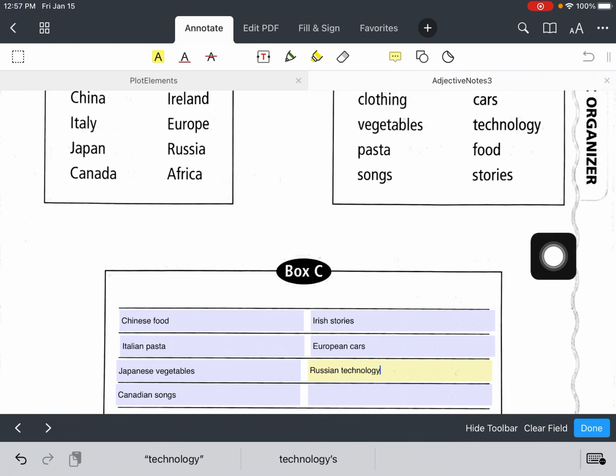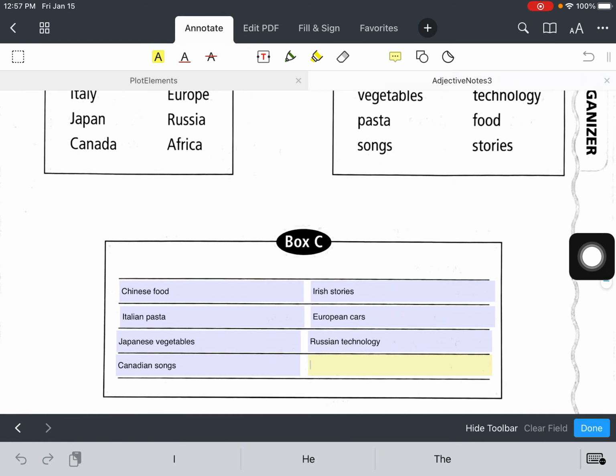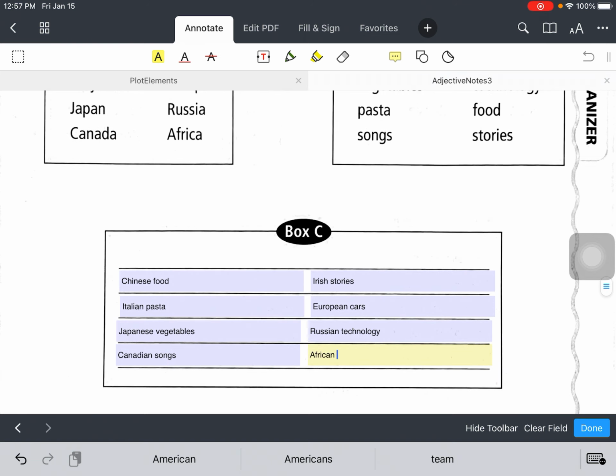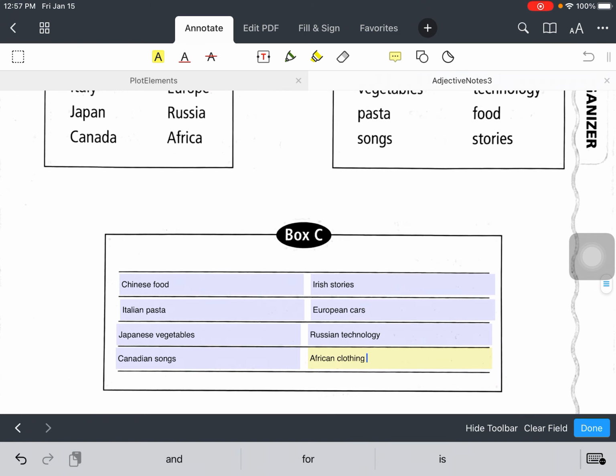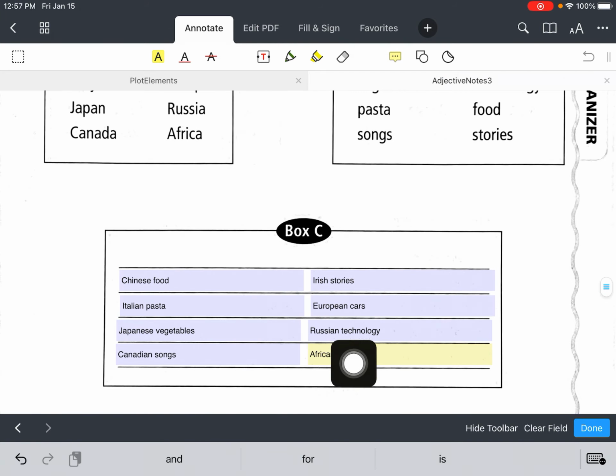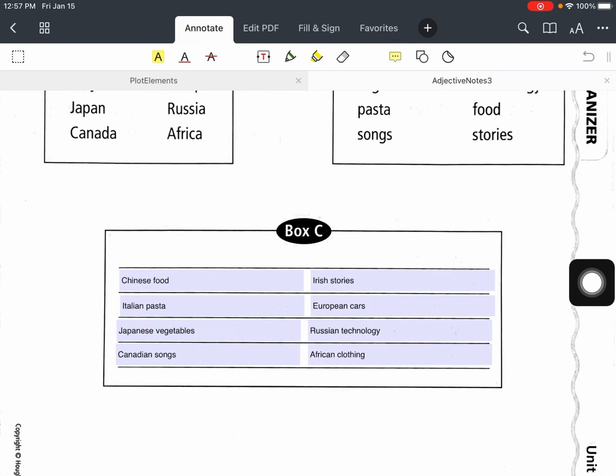And last but not least is Africa. Africa becomes African. And what's left? African clothing. Right, so African describes the clothing. So again, you basically just have to memorize these, but always make sure that they are capitalized because they are proper adjectives.